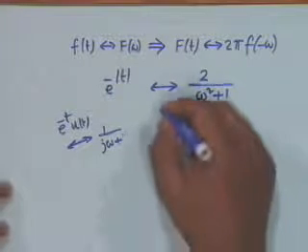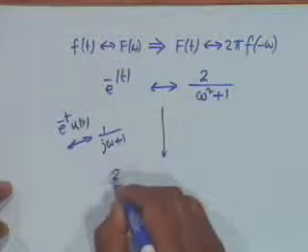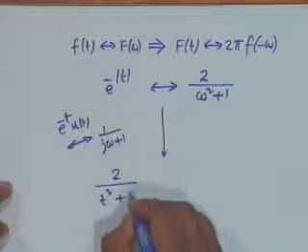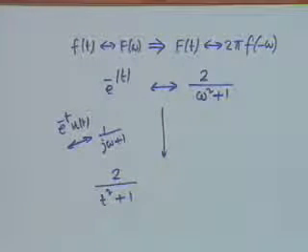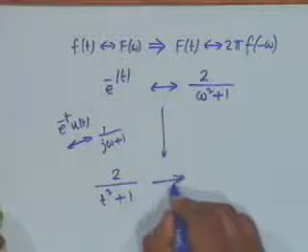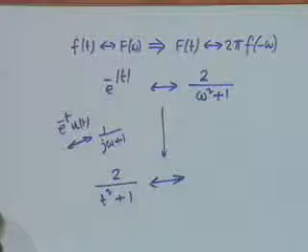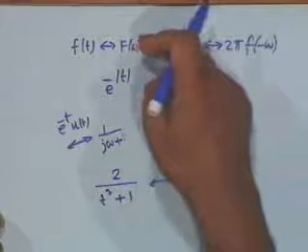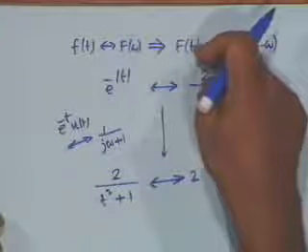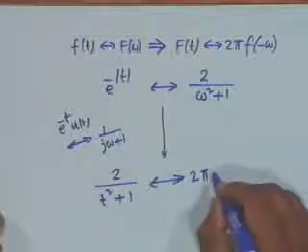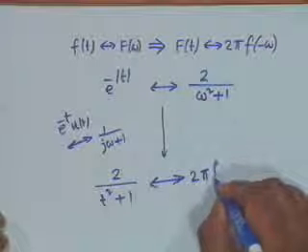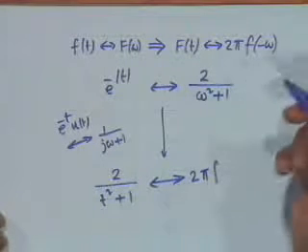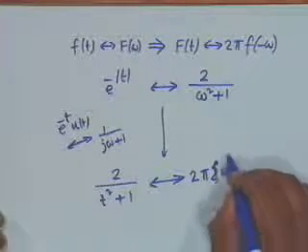Now if the question is that in the time domain the function is 2 by t square plus 1, then what is the Fourier transform of this? 2 pi e to the power minus mod omega. Obviously, by applying this theorem, omega will be replaced by t, and therefore it should be 2 pi times the function of minus omega, which simply means e to the power minus mod omega.